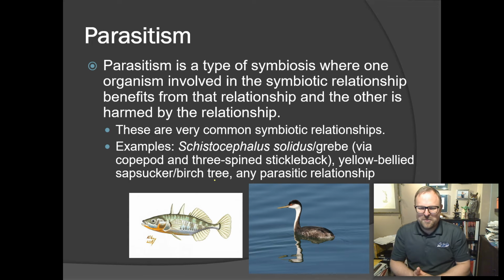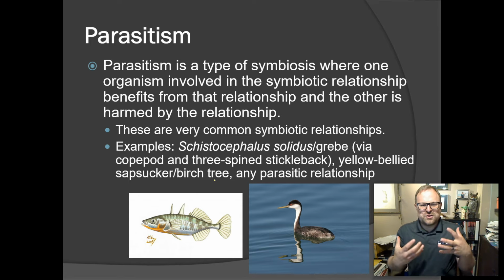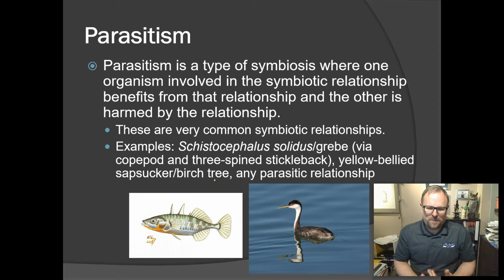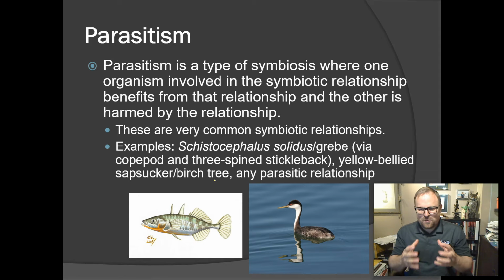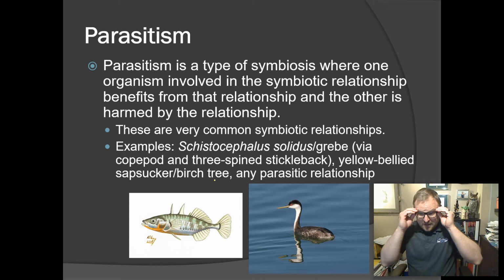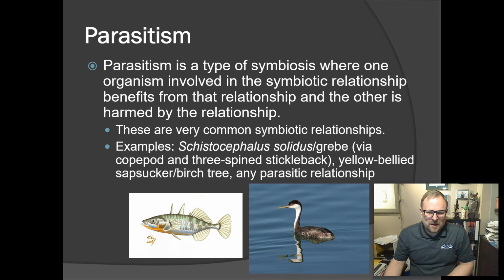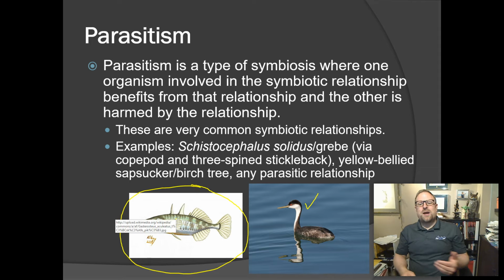But the one I love talking about is this one, between Schistocephalus solidus and grebes. Particularly, I've shown up here the western grebe. Schistocephalus solidus is a tapeworm, a little tapeworm that needs to go through a life cycle. In its life cycle it's got a bunch of things involved, and it's parasitic particularly of both the western grebe here and this creature here, which is called a three-spined stickleback. Okay, are you ready for this?